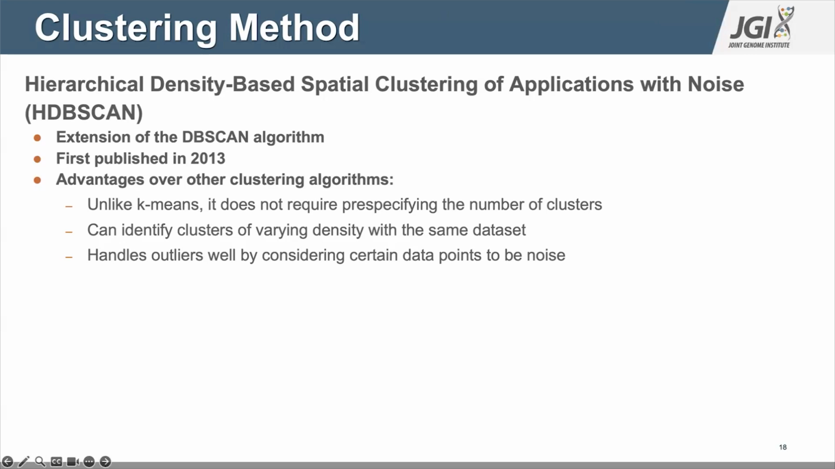Unlike k-means, which is another popular clustering algorithm, it doesn't require pre-specifying the number of clusters. Also, it can identify clusters with varying density within the same data set. Finally, it can handle outliers or noise well, since certain data points may be left unclustered if the algorithm determines that they don't fit well with any of the other data points.